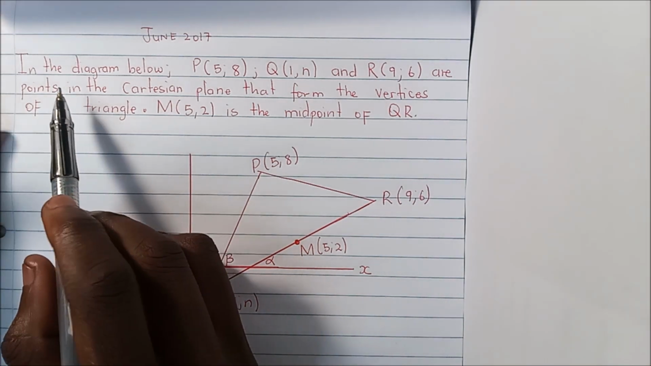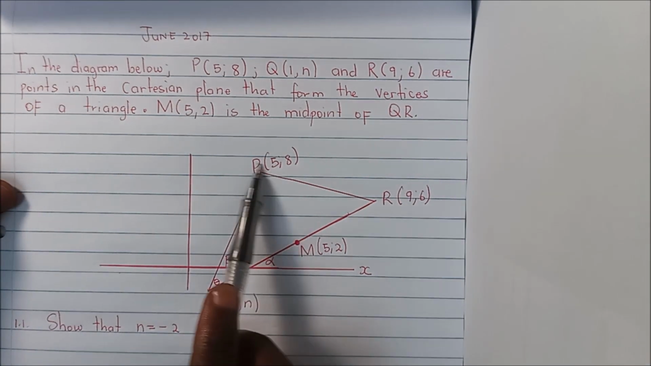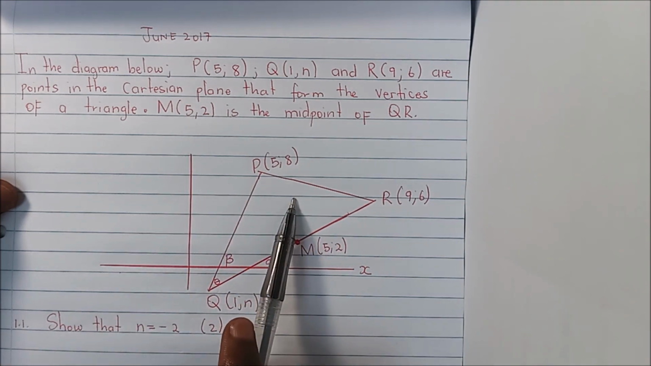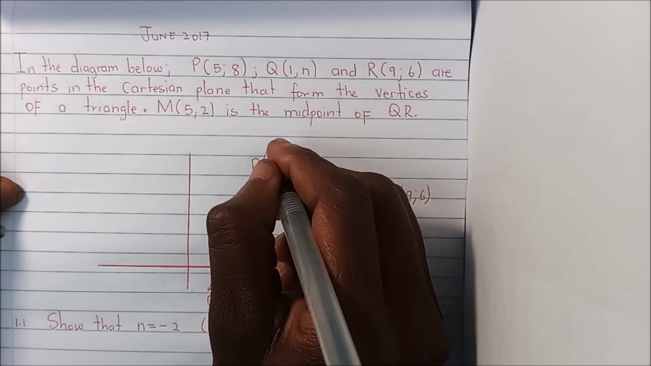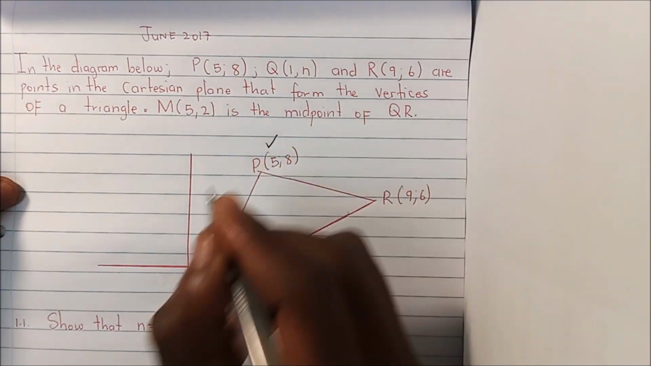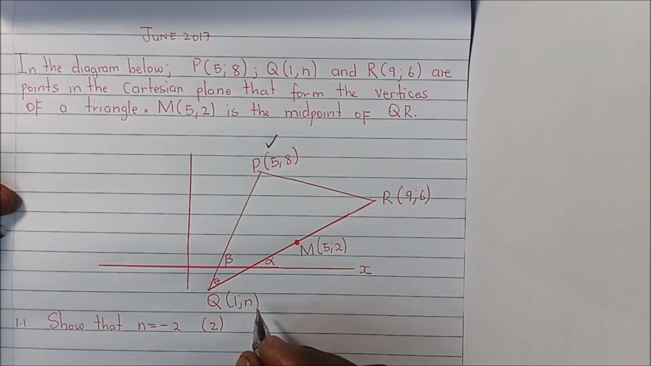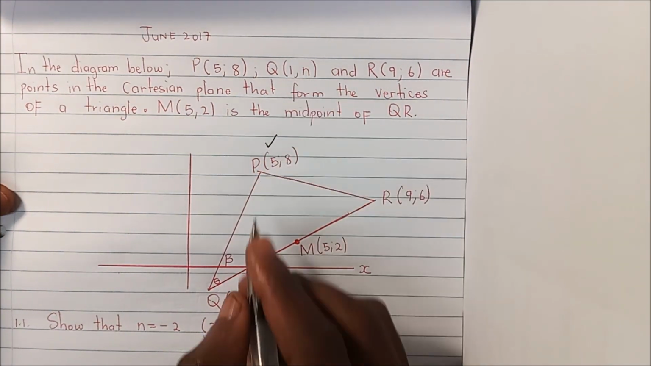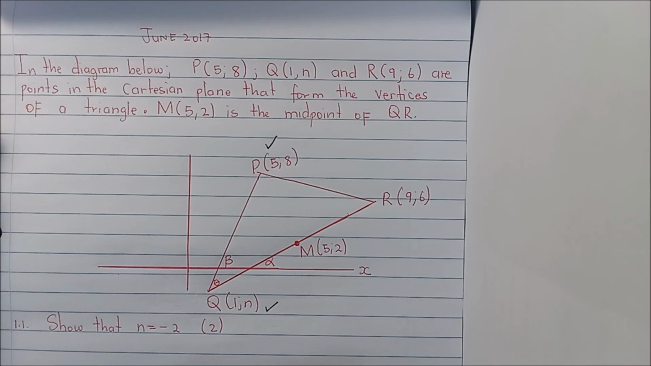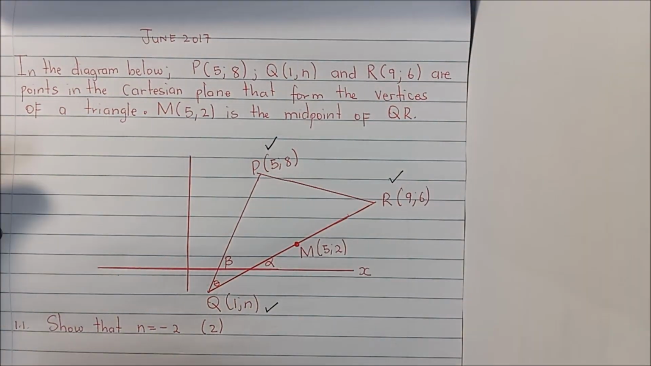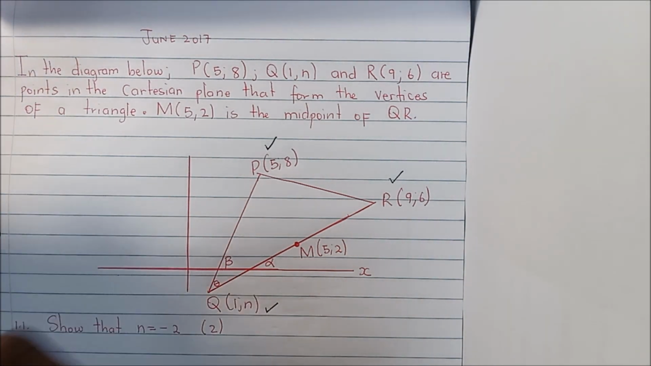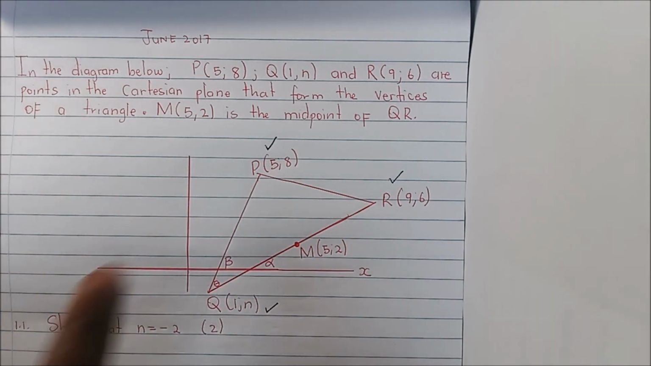They're saying in the diagram below, so we can see the diagram, no problem. P has coordinates (5; 8). So here is P, we can see it. Now Q with coordinates (1; n). Here's the coordinate, we can see it. And R, which has the coordinates (9; 16). They're saying these are points in the Cartesian plane, and we can see that they are on the Cartesian plane, no problem, we cannot complain.